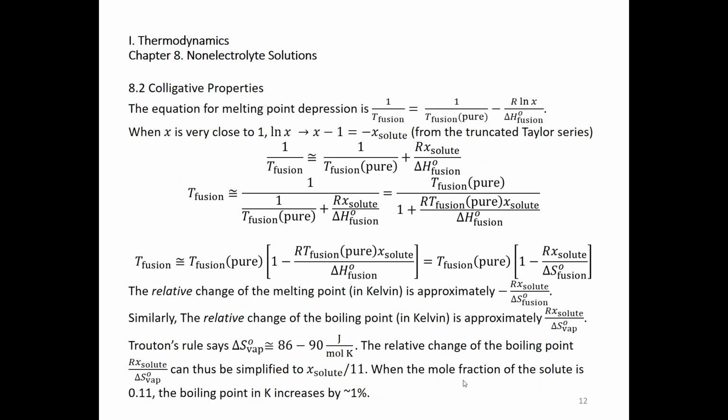Again, the equation for melting point depression is this. It looks a little complicated. For general chemistry students, they usually learn that the melting point depression is proportional to the mole fraction of the solute, something like that. So let's derive that equation. First we have this equation, but when x is very close to 1, that means mostly it's still water.